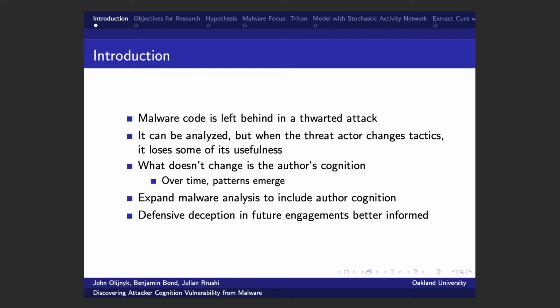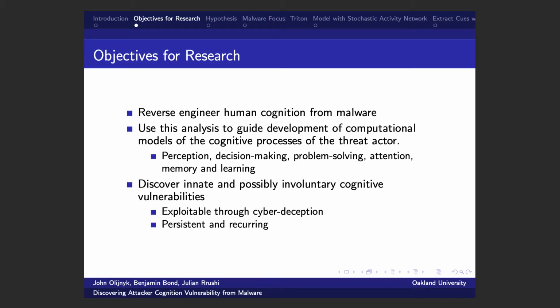So they can change the data structures or algorithms they use or their general tactics. But we think what doesn't change is the malware author's cognition, and over time, patterns emerge in each of their software, each of their programs that they write, no matter how they may change their tactics. So we believe if we can expand malware analysis to include the cognition of the malware author, we'll be in a much better position to engage in defensive deception and future engagement with the same author or group of authors.